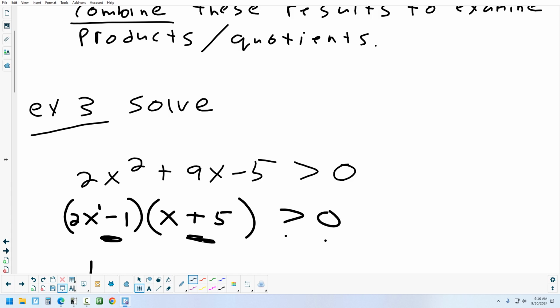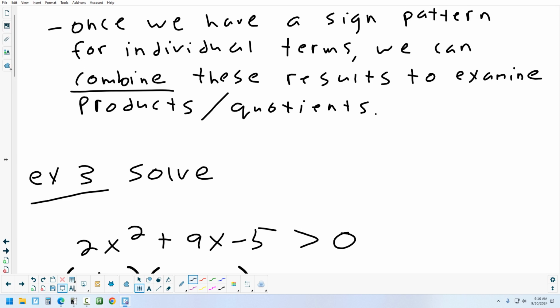But with this whole method of using a sign pattern, we're never really solving and having to worry about dividing or multiplying by a negative, because that would cause us to flip the sign. That gets a little complicated to think about with quadratics. That's why we use this method. Once you have a sign pattern for each individual factor, now we're going to combine these together into one.